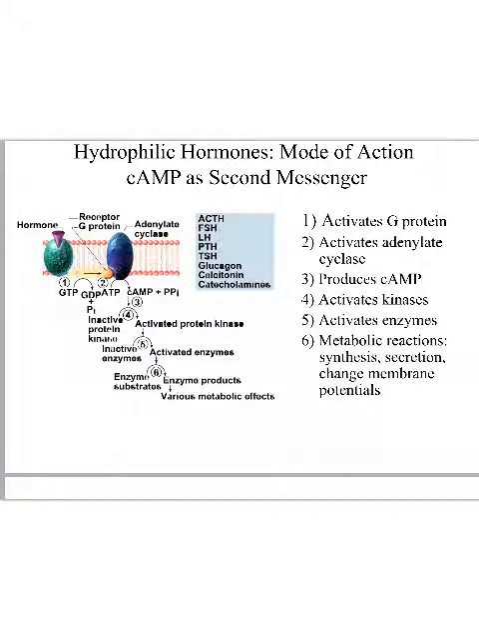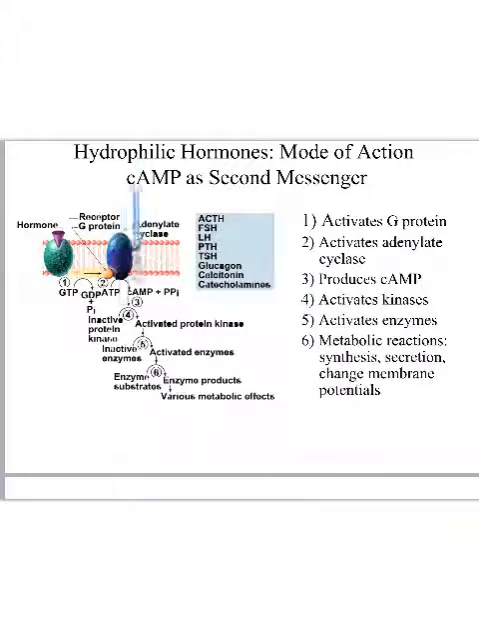Went too far. Okay, now second messengers. How do second messengers work? So what happens is the hormone will bind to the receptor in the plasma membrane, and it's going to cause a chain of things to occur. It'll activate a G protein, and the G protein will then activate adenylate cyclase, which will produce cyclic AMP, and that'll activate different protein kinases, which will activate enzymes, and that'll cause reactions to occur.